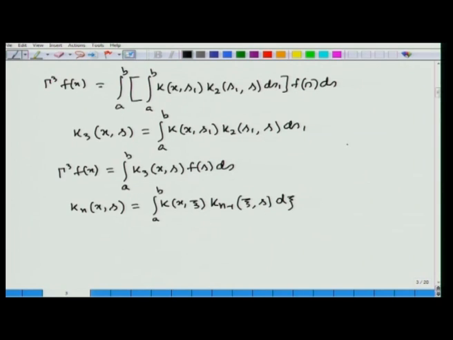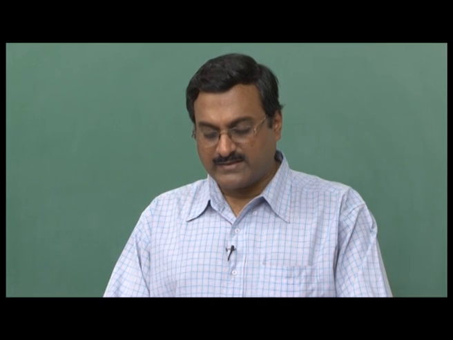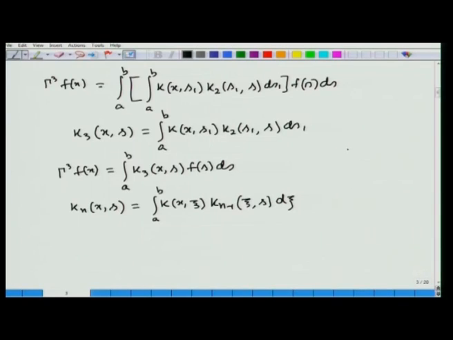In all this definition for k2(x,s), k3(x,s), this dummy variable s1 can be replaced by xi. So, in general, kn(x,s) is equal to the integral from a to b of k(x,xi) k_{n-1}(xi,s) d xi, and this result holds for n equal to 2, 3 and so on, where k1(x,s) is exactly equal to k(x,s).